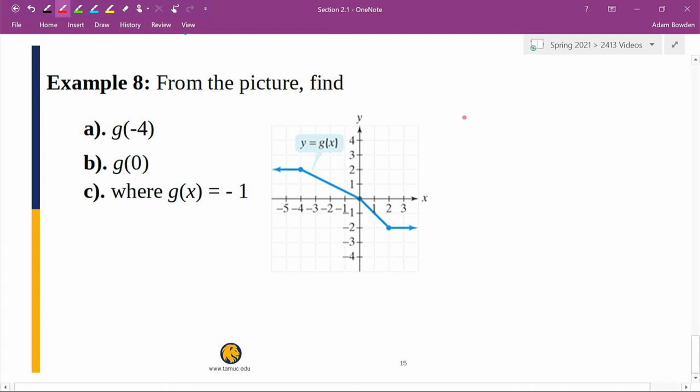Okay, when we try to find g of negative 4, keep in mind that the negative 4 is representing the number for x. So we're going to look along the x-axis at the number negative 4 and locate what is the value of the function for that value of x. In this case, the value is 2. So g of negative 4 is equal to 2.